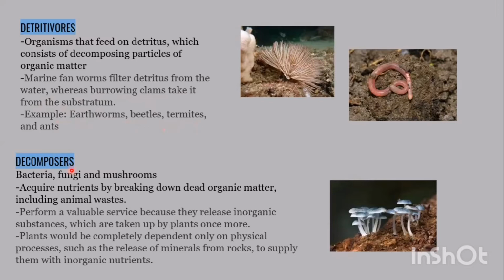Decomposers. Examples of decomposers are bacteria, fungi, and mushrooms. So decomposers acquire nutrients by breaking down dead organic matter, including animal waste. They perform a valuable service because they release inorganic substances which are taken up by plants once more. Plants would be completely dependent only on physical processes, such as the release of minerals from rocks, to supply them with inorganic nutrients.